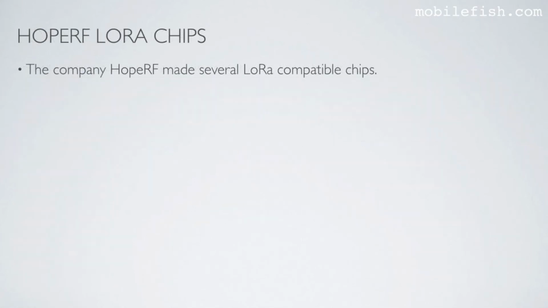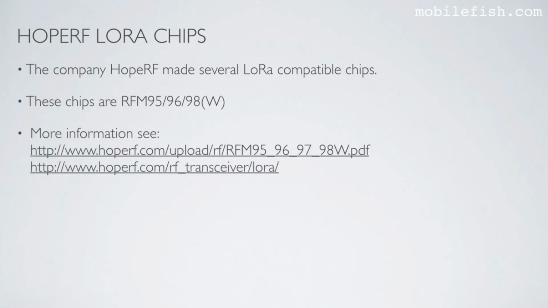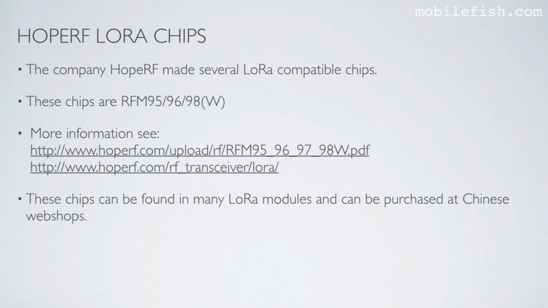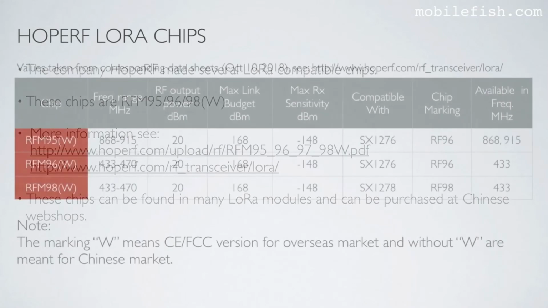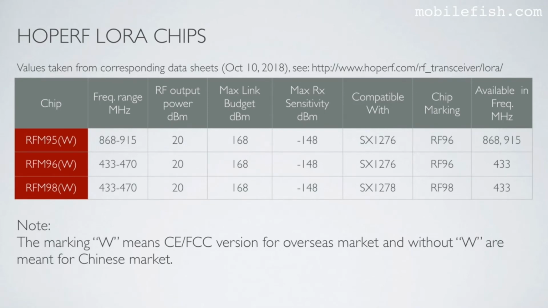The company HopeRF made several LoRa compatible chips. These chips are RFM95, 96, and 98. More information about these chips can be found at these two locations. These chips can be found in many LoRa modules and can be purchased at Chinese web shops. These are the LoRa compatible chips which are used in end nodes. These values were taken from datasheets which you can find in this link.